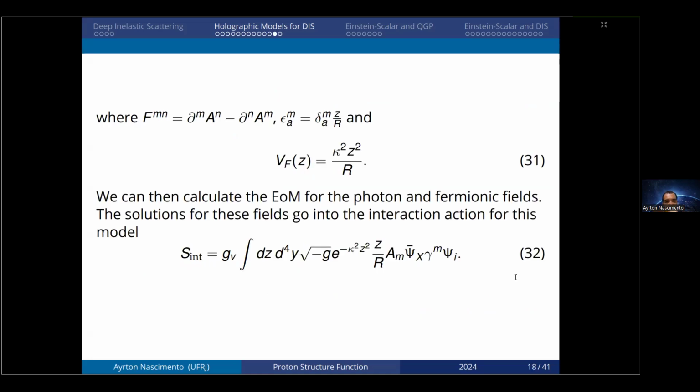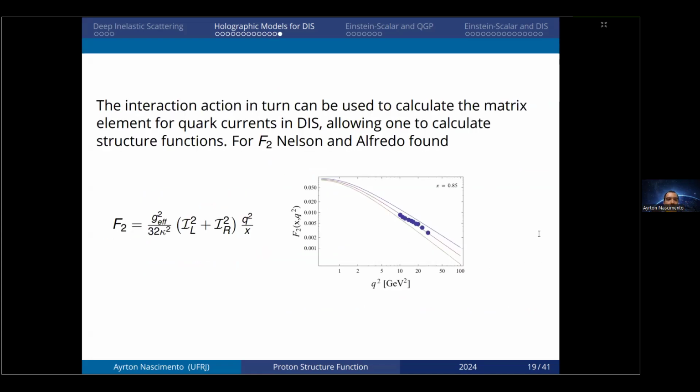And also the potential goes like this, okay? You can just work out the solutions and everything, the interaction over here. You get the solutions for the photon field, the fermions and everything. And you can work out the hadronic tensor and you get the F2 function, right?